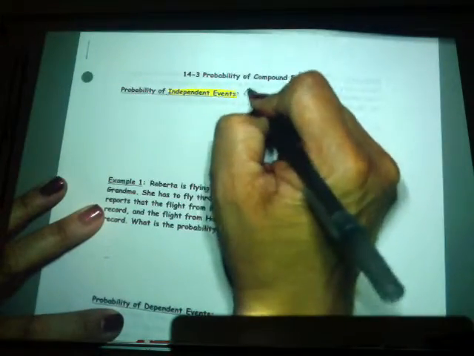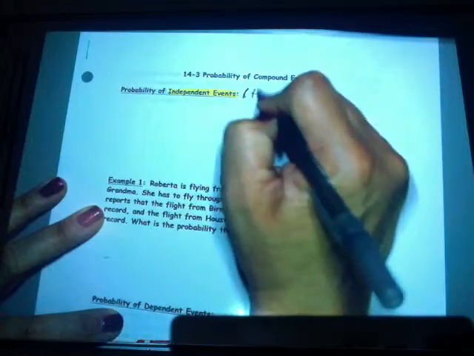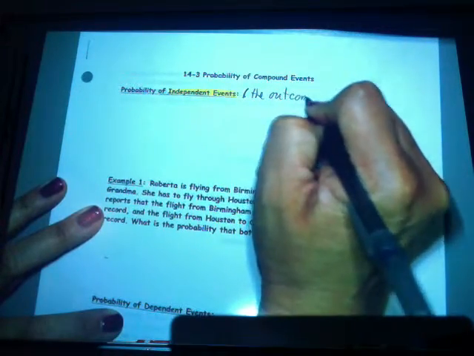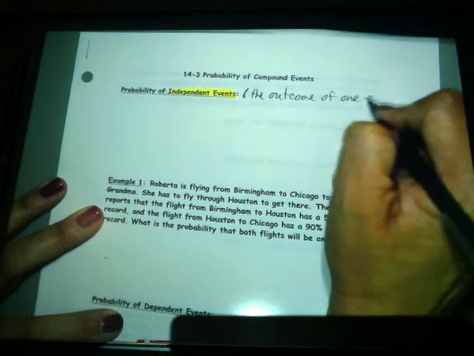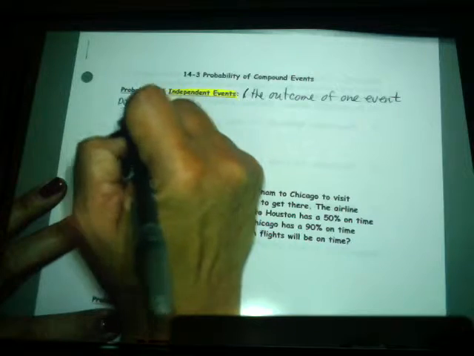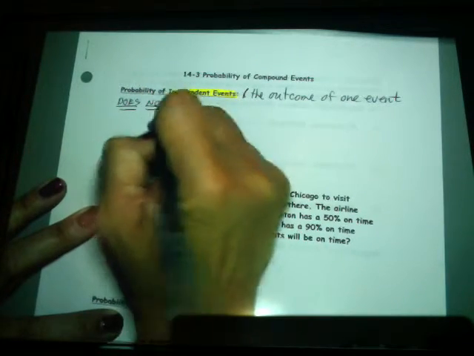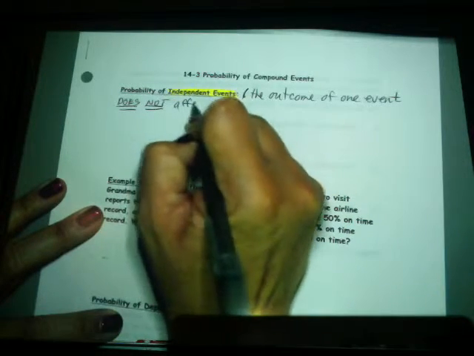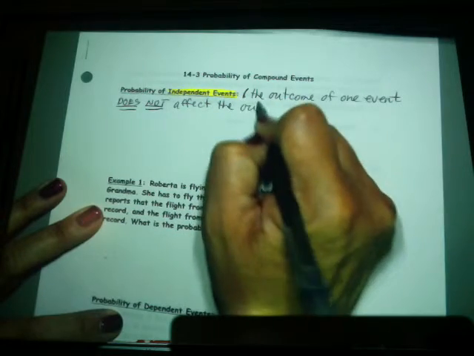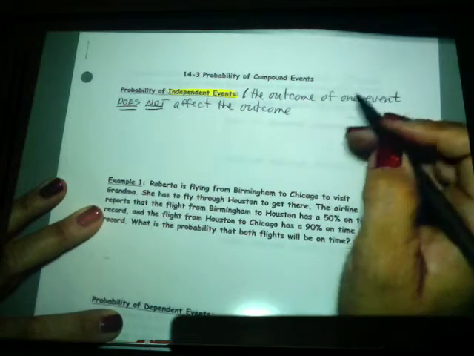Here we go. All right, so we're going to look at the probability of independent events. And what that means is the outcome of one event does not, in capital letters, double underline, affect the outcome of the other events.